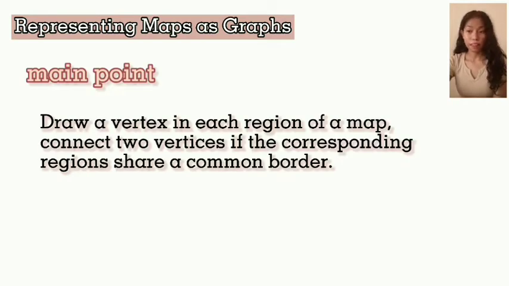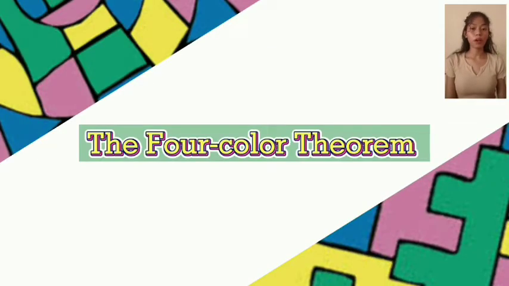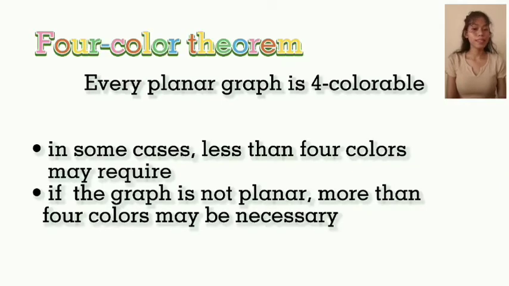Representing maps as graphs, we drew a vertex in each region, the country, state, etc. of the map. We connect two vertices if the corresponding regions share a common border. The four-color theorem states that every planar graph is four-colorable.